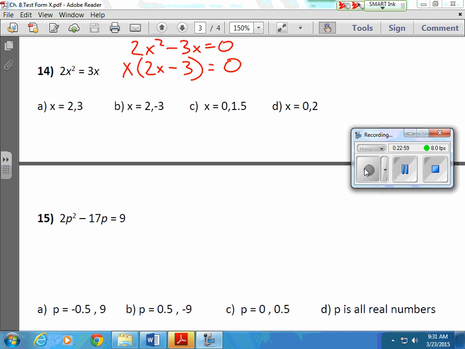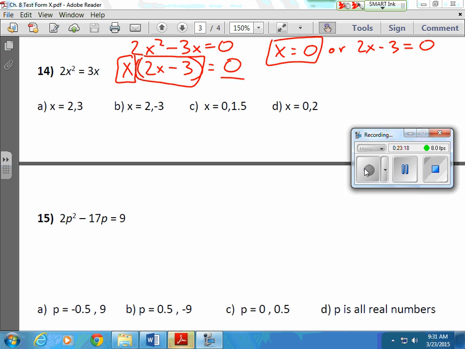The only way to get 0 here, then, if you can't factor anymore, is either x has to be 0, or this part has to be 0. So either x is 0, or the 2x minus 3 is 0. One of those two things has to be 0 before you can get 0 as the answer. That's one of the possibilities. And the other one, you solve for x over here. Add 3. You get 2x equals 3, divide by 2. x is 3 halves. Or x is 0.